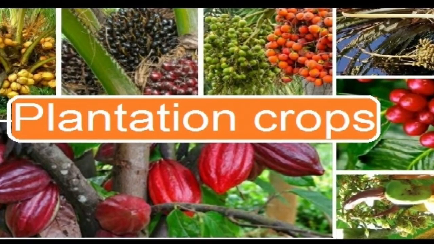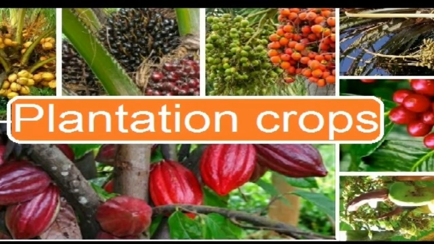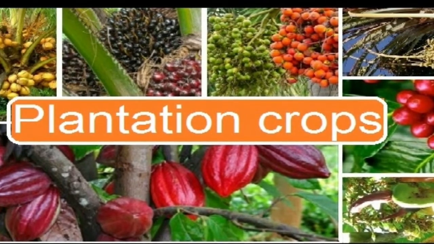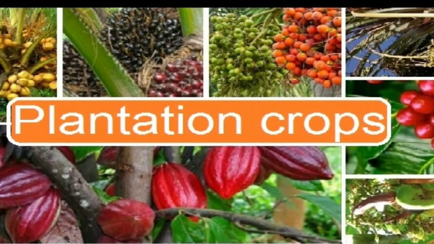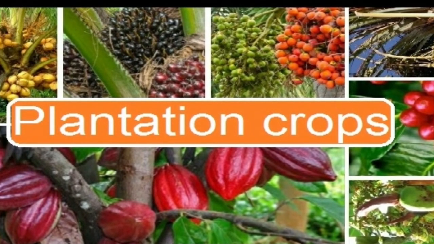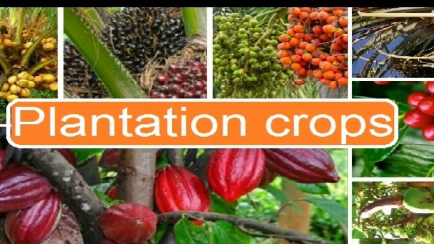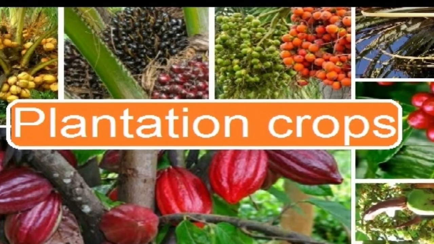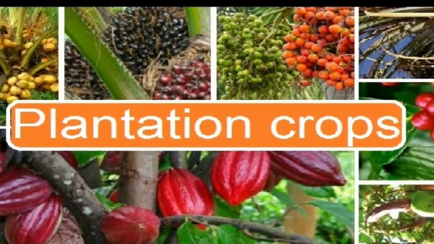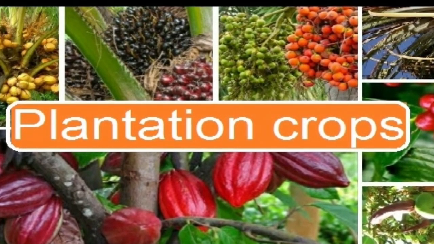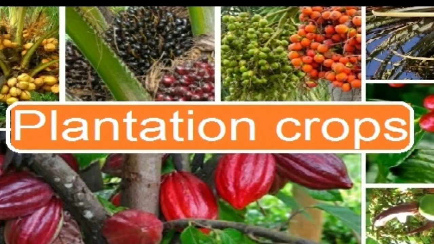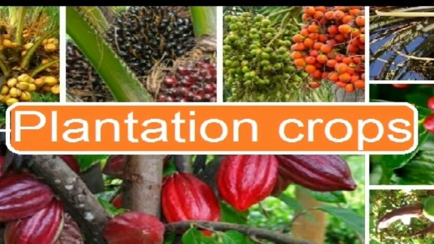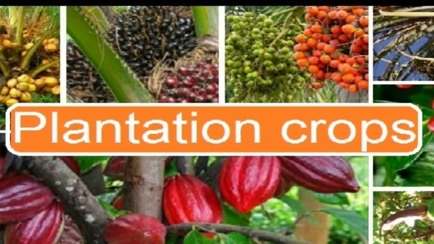Plantation crops. Tea, coffee, cashew, rubber, and cinchona are the major plantation crops of the state. Tamil Nadu ranks second in area and production of tea in India next to Assam. Tea plantations are found in the hills of Nilgiris and Coimbatore. The Nilgiris is the notable region for tea plantations.